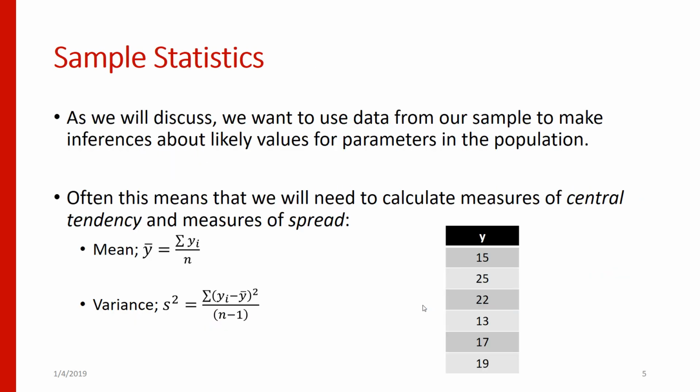And as we will discuss, we want to use the data from our sample to make inferences then about likely values for the parameters in our population. Like we said, we're going to get some estimate, some fitted value when we take our sample. It might not be a great estimate, so we need to put some error bars around it and say, okay, we observed that the average height was maybe 165 centimeters. But it could have been anywhere between 135 centimeters and 195 centimeters. So we have an estimate, but it's very imprecise.